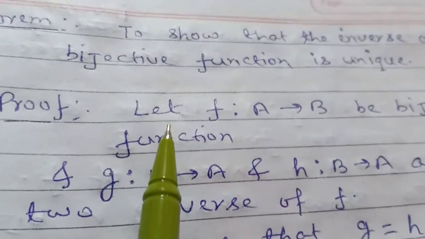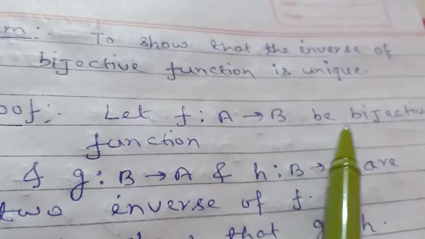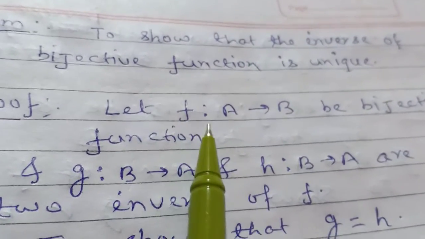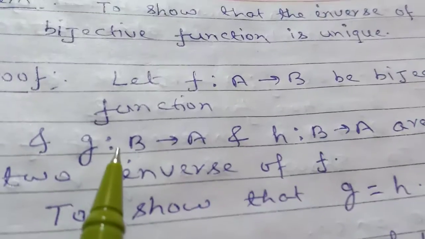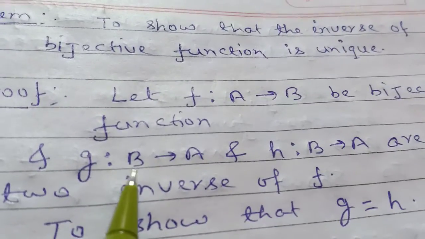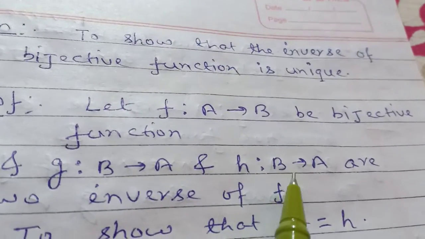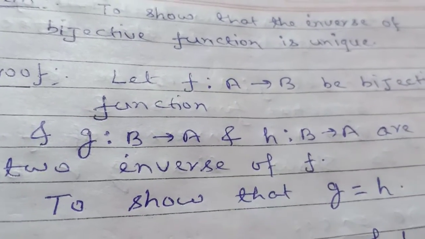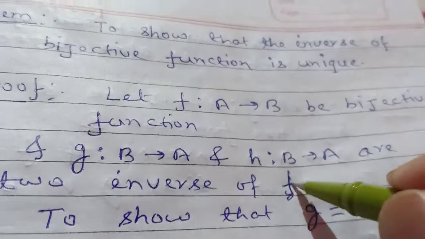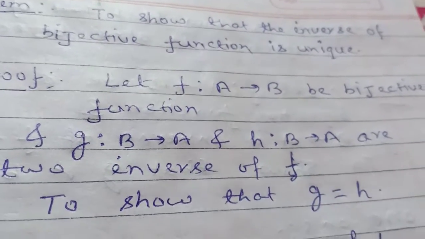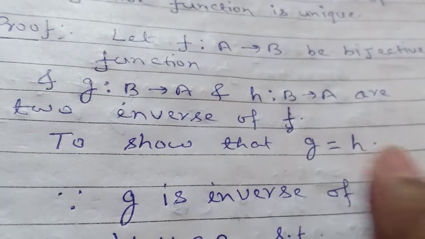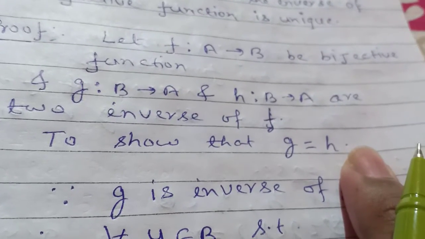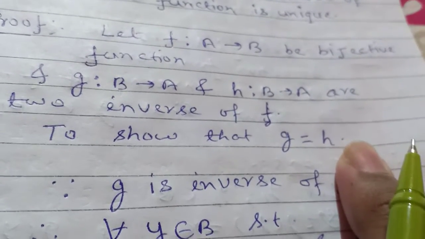Proof. Let f from A to B be a bijective function. It means f is 1-1 and f is onto, and g from B to A and h from B to A are two inverses of f. To show that g is equal to h, because here we have to show that the inverse of that bijective function is unique.